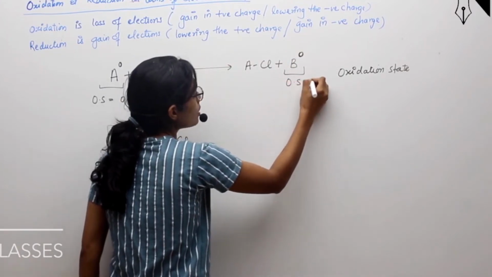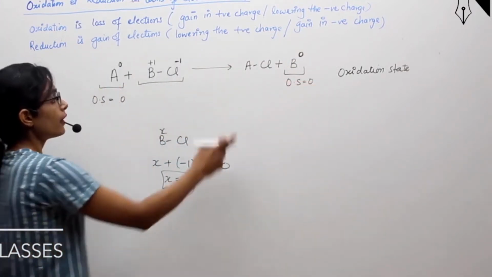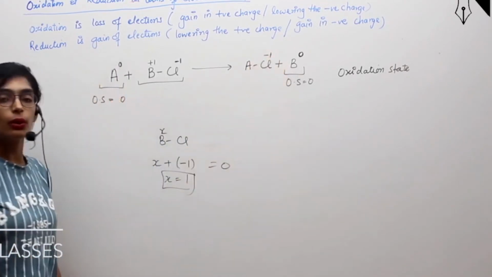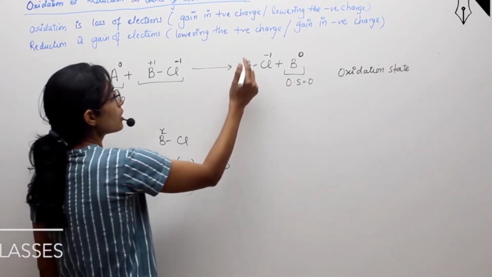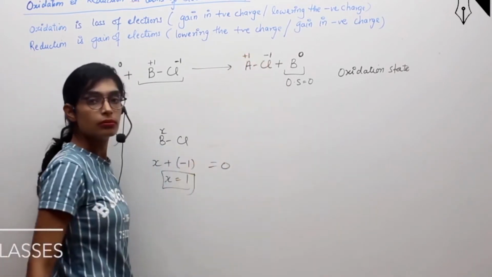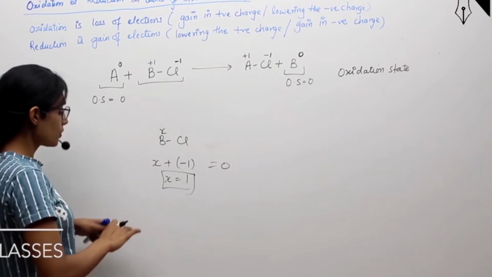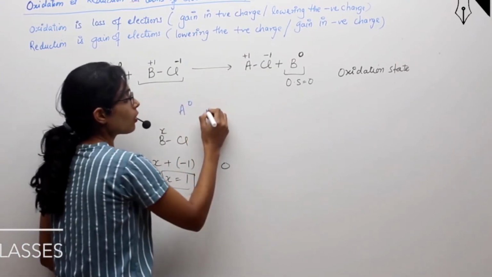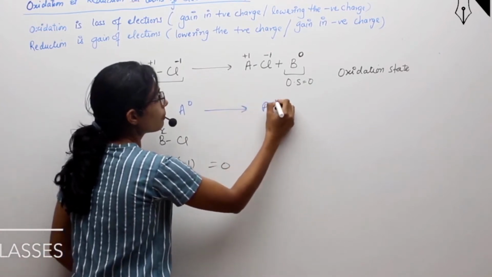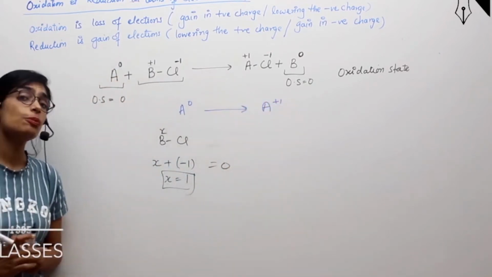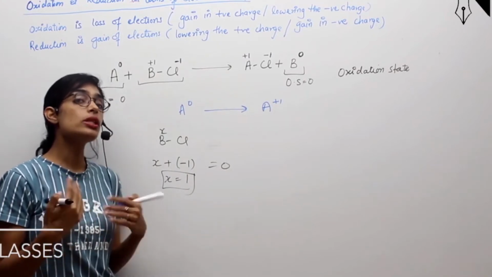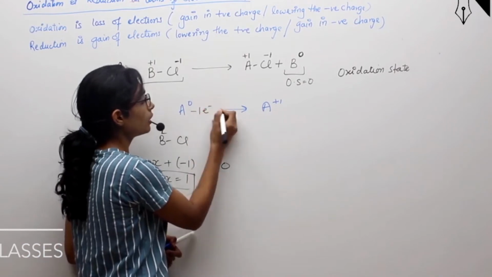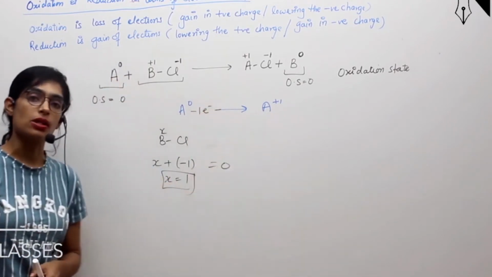Oxidation state of B is 0 now. Whereas if I talk about ACl, chlorine will still remain -1. Valence will not change. And A's oxidation state has become +1. So what is the observed change over here? A was 0 on the reactant side. Oxidation state was 0, and now it has become +1. How does any species get a positive charge on itself? By losing an electron. So A must have lost 1 electron, and then it would have become A+1.